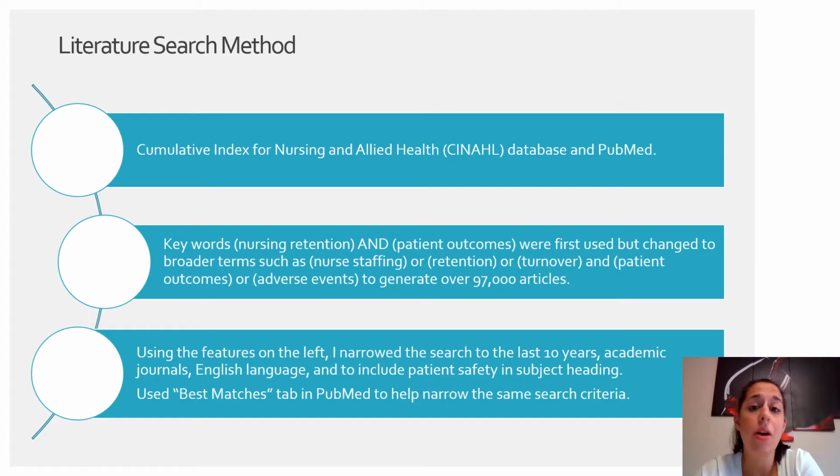To select the appropriate articles, relevance to the PICO question was a priority, and those articles were selected by reading the abstracts to determine the validity and reliability. I did use the Cumulative Index for Nursing and Allied Health along with PubMed, using keywords such as nursing retention and patient outcomes. These were then narrowed down to terms such as nurse staffing or retention or turnover and patient outcomes or adverse events to generate over 97,000 articles.